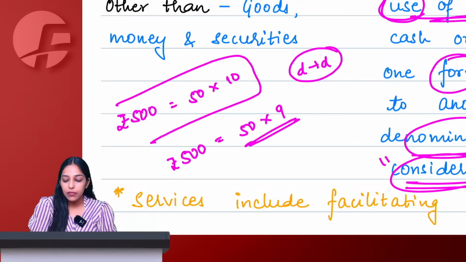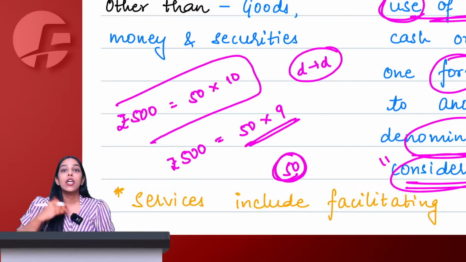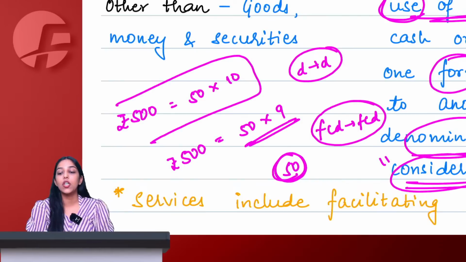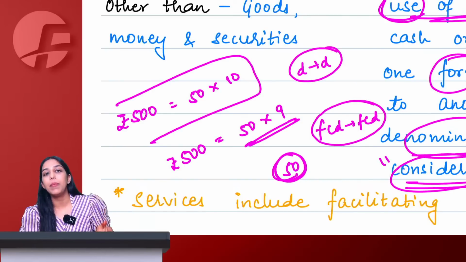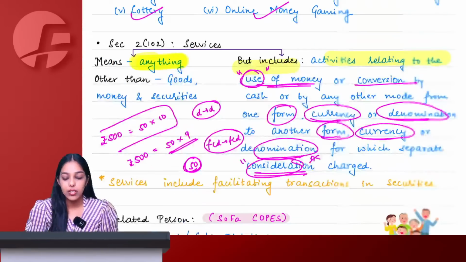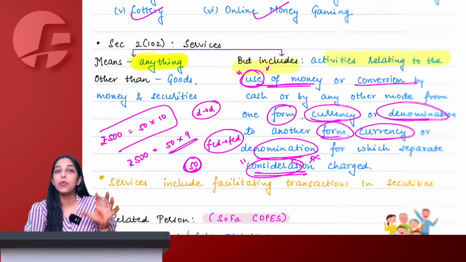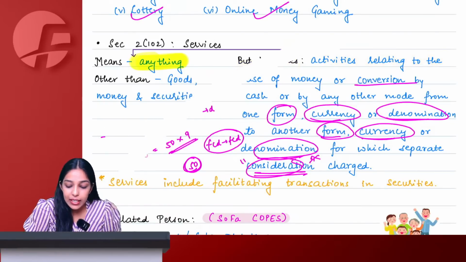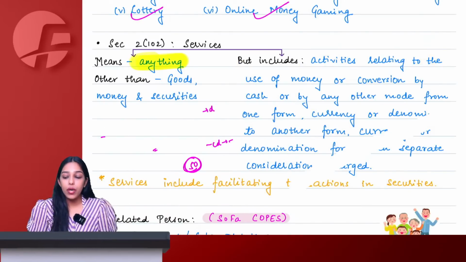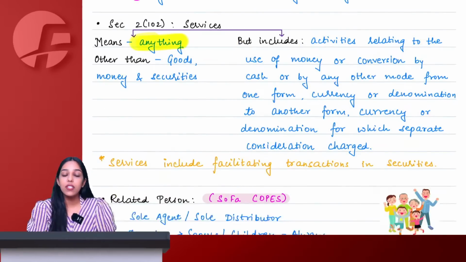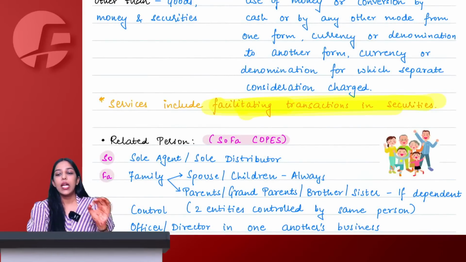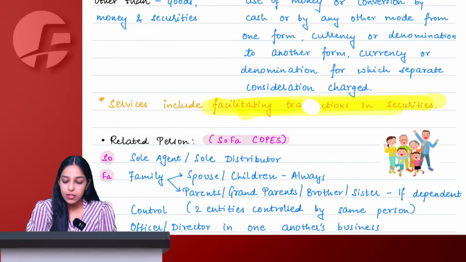Now here, because I have given a consideration of 50 to change my money from one form, currency, denomination to another form, currency, denomination, therefore that will be considered as services. So pure money, pure securities are neither services nor goods. But dealing in money, using money, converting money, facilitating transactions in security, it will all be considered as services.